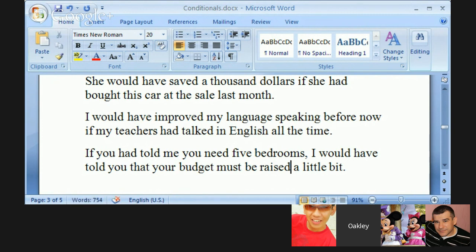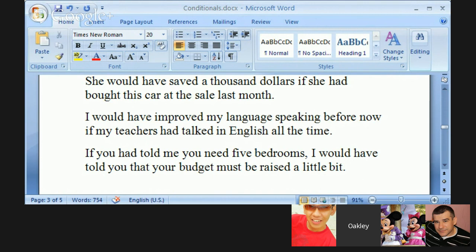There are 2 words that are easy to confuse. Rise, rose, risen, as in the sun rises. The sun rose yesterday. The sun had risen by the time I woke up. And then raised, which is what we need here. Your budget must be raised a little bit. That makes perfect sense to me.